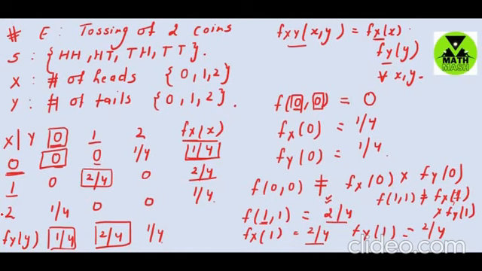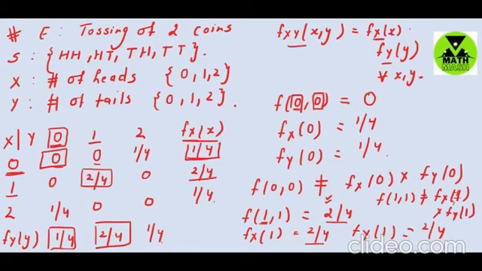If this condition is not satisfied for even a single case, then we say that the two random variables are not independent. We need not show it for all the cases. If it is not satisfied for just a single case, you can simply say that the two random variables are not independent.